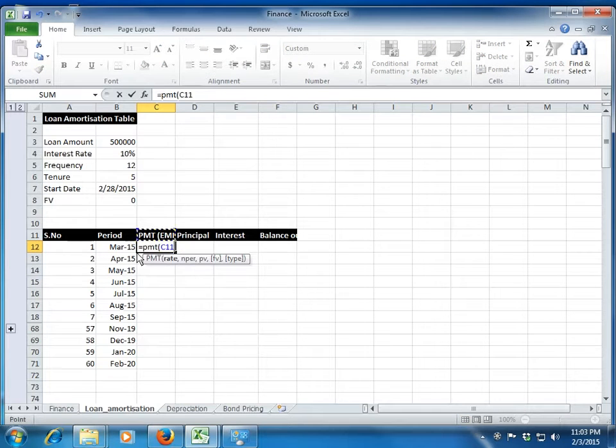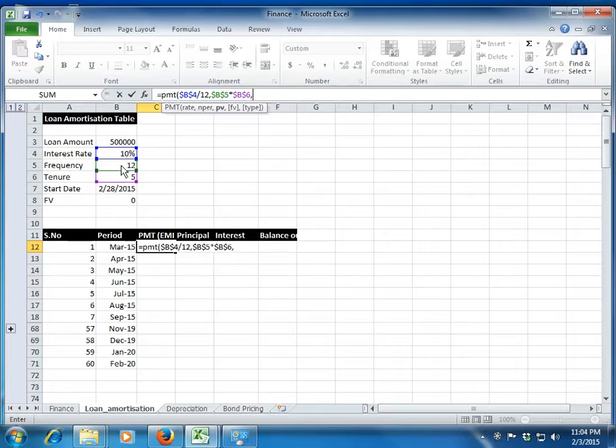Now we all know what is the formula for PMT. PMT asks for rate. Don't forget to divide it by 12, and also don't forget to freeze it because we'll be copy pasting this formula for the rest of the rows. It asks you for number of periods. So number of periods will be nothing but frequency into tenure. I can directly create it, or I can just link it here. I'm giving further flexibility to my formula.